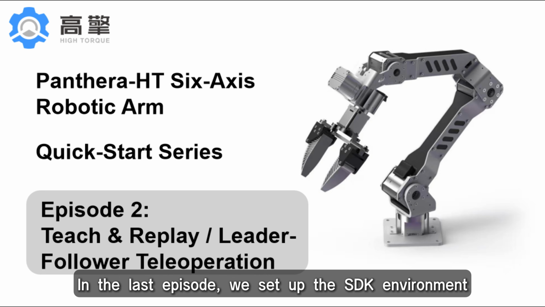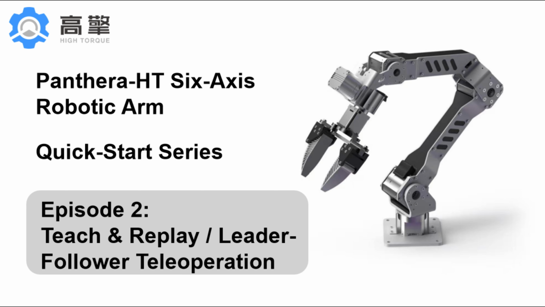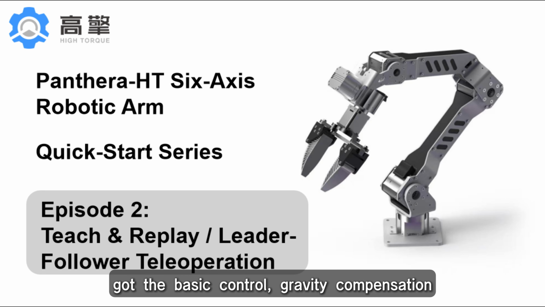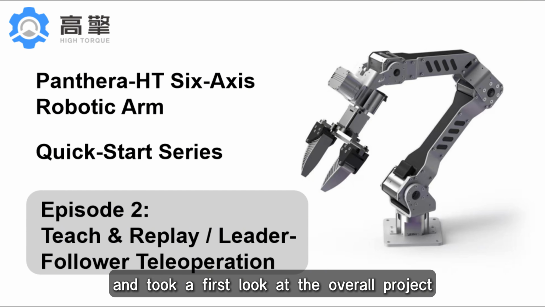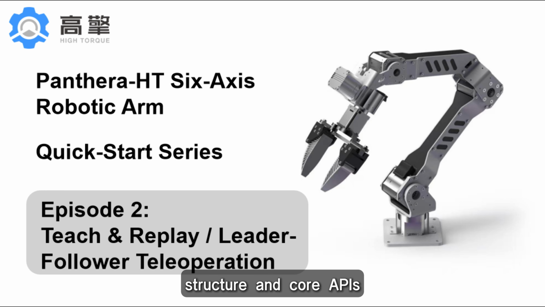In the last episode, we set up the SDK environment, got the basic control, gravity compensation, and keyboard control scripts running, and took a first look at the overall project structure and core APIs. Today is episode 2. We'll start by walking through drag and teach, trajectory replay, and dual arm leader-follower teleoperation, then look at the code to understand the fundamental control logic behind each of these.